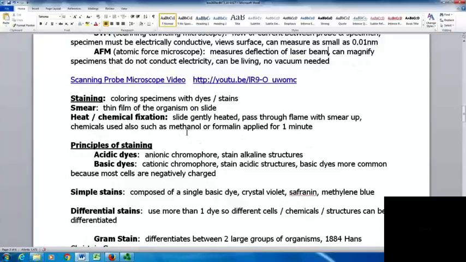The organisms need to be fixed to the slide. This can be done using heat or chemicals. Using heat, the slides are gently heated. They pass through the flame with the smear up. Chemicals such as methanol or formalin can be applied for 1 minute to help fix the slides as well.